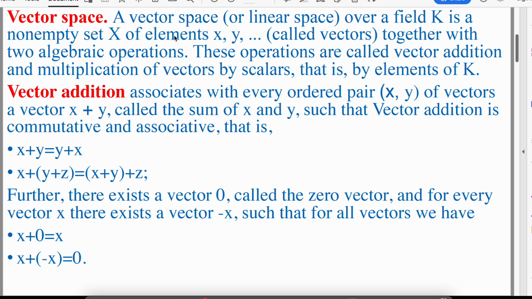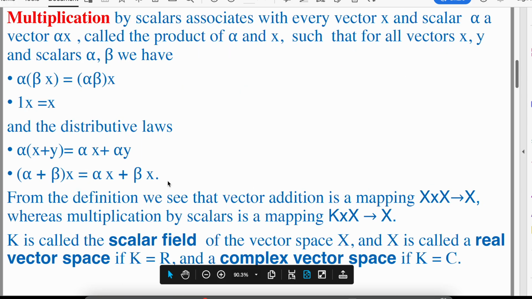So what is this algebraic operation of vector addition? Vector addition means it associates with every ordered pair x, y, this is small x, of vectors, a vector x plus y called the sum of x and y, such that vector addition is commutative, meaning x plus y equals y plus x, and associative, meaning (x plus y) plus z is equal to x plus (y plus z). Further, there exists a vector 0, we call it a zero vector, and for every x there exists a vector minus x, such that for all vectors we have x plus 0 equal to x and x plus minus x equal to 0.